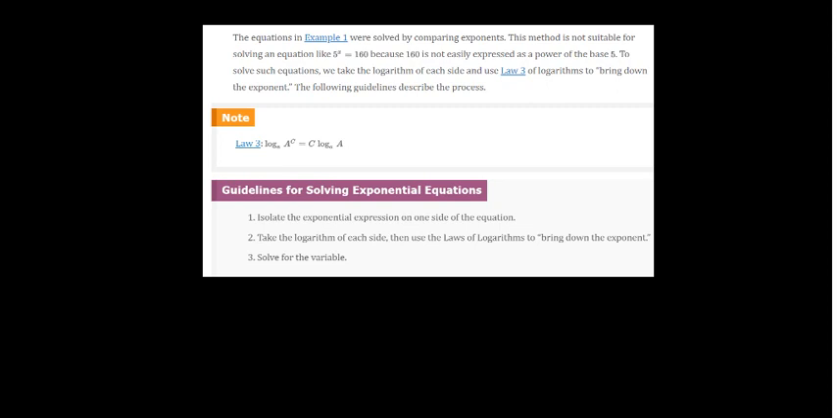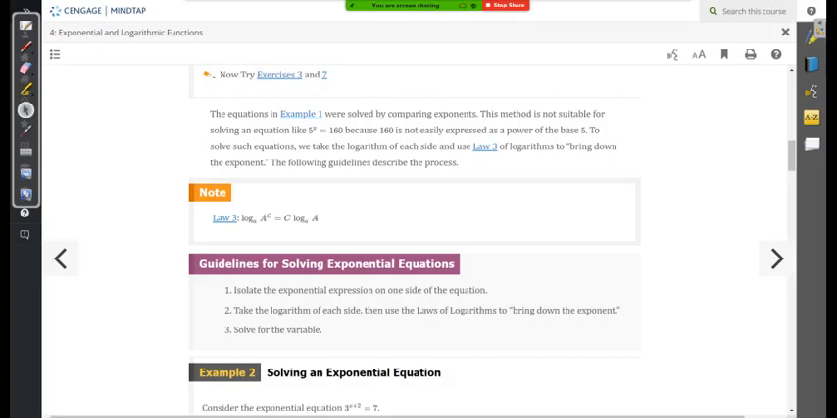So this is law 3 that we talked about. If we have log base a of some A raised to the C power, if you recall, we take that C and put it out front, and that's what we have here. We're going to be using that law to solve our exponential equations. And again, here's a guideline. Of course, we need to isolate the exponential expression. We're going to take logs of both sides, and we're going to solve for the variable. Obviously, words mean little to you because you want examples, so let's get to it.